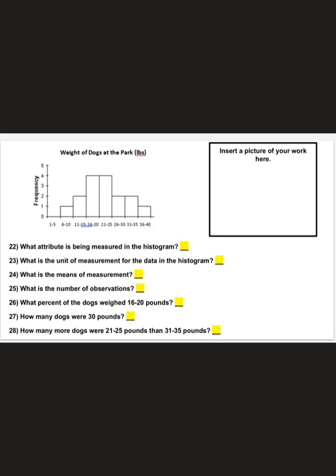Okay, number 22 to 28, I'll have to deal with this histogram. So number 22, what attribute is being measured? Remember, attribute is just the title on your graph. So in this case, it is weight of dogs at the park. And I just got that from the title of the histogram.